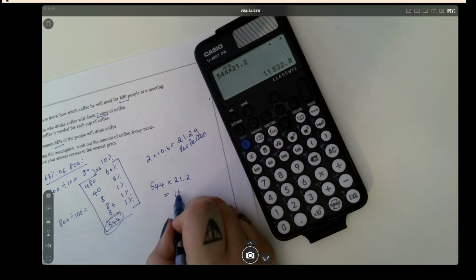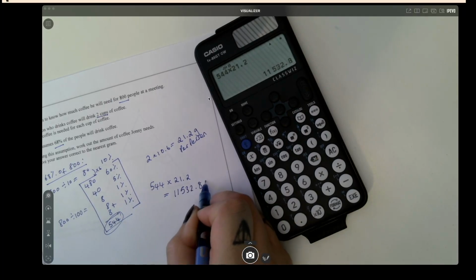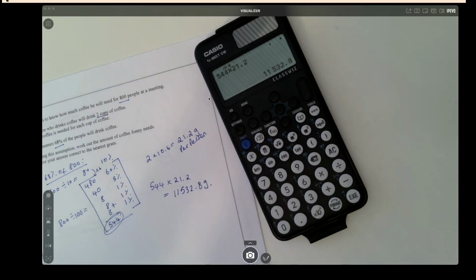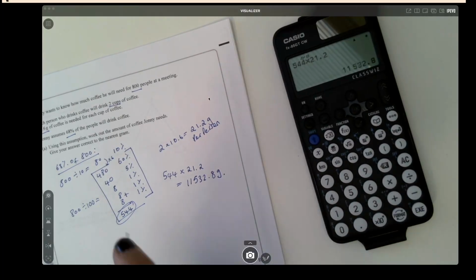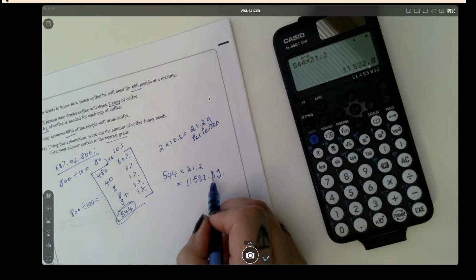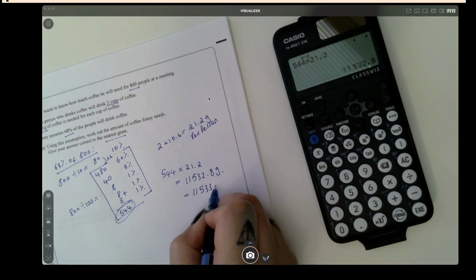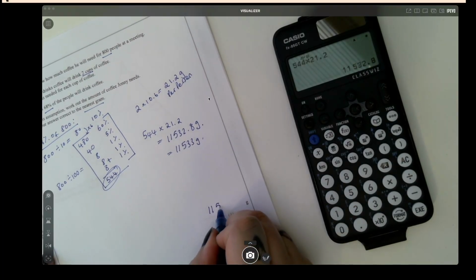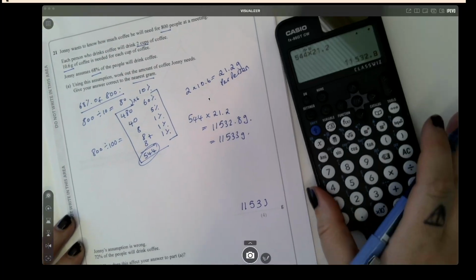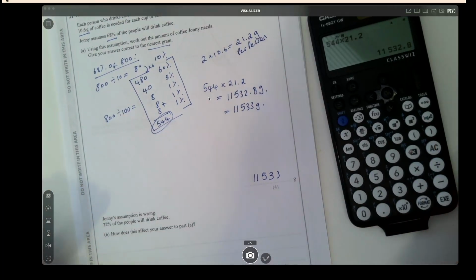Which is 11,532.8 grams of coffee needed. We need the nearest gram, so 0.8 means we're going to round that up to 11,533 grams. So 11,533 grams of coffee. It's a lot.